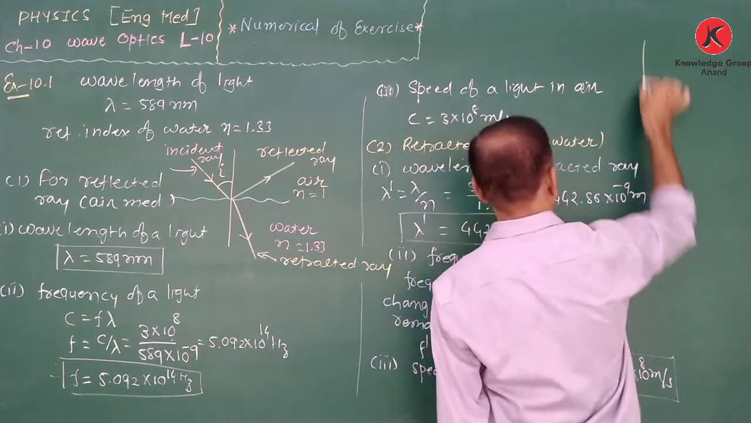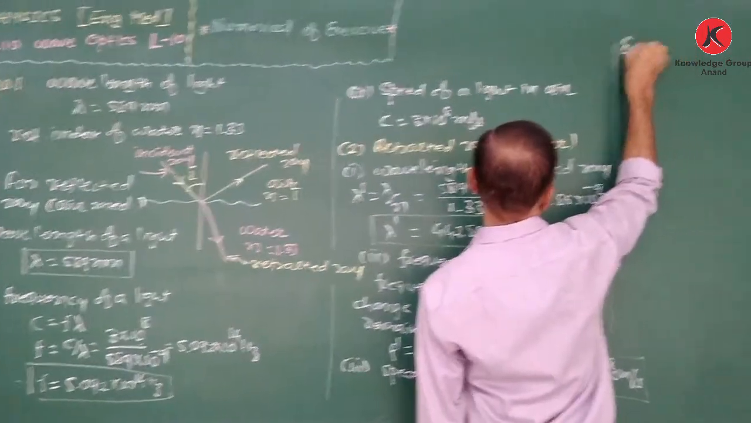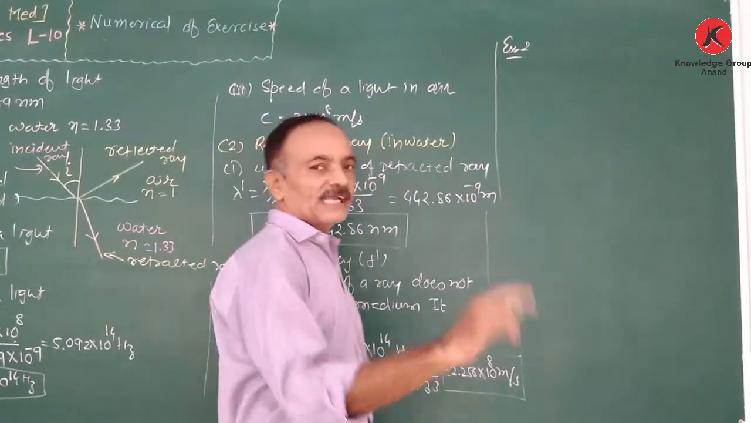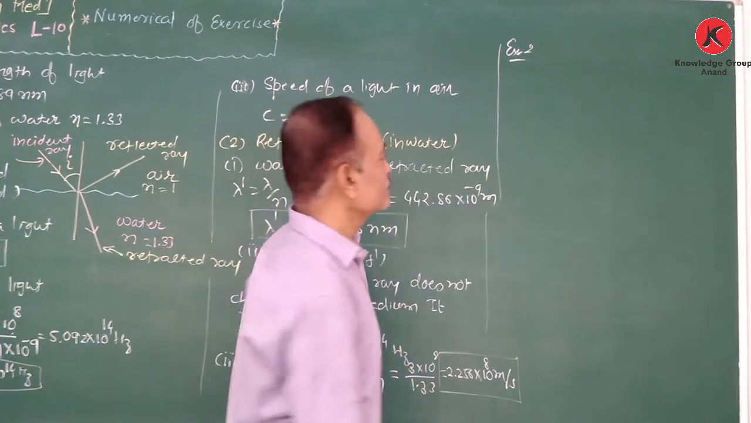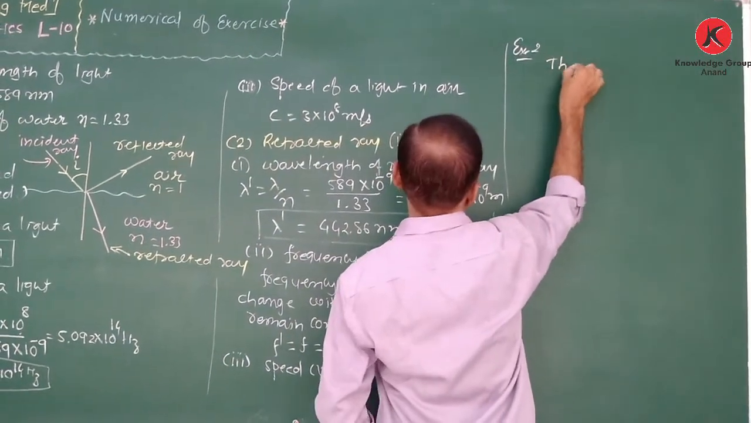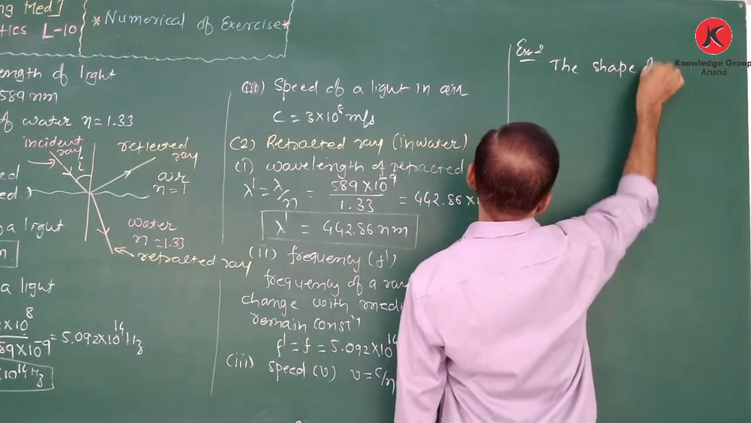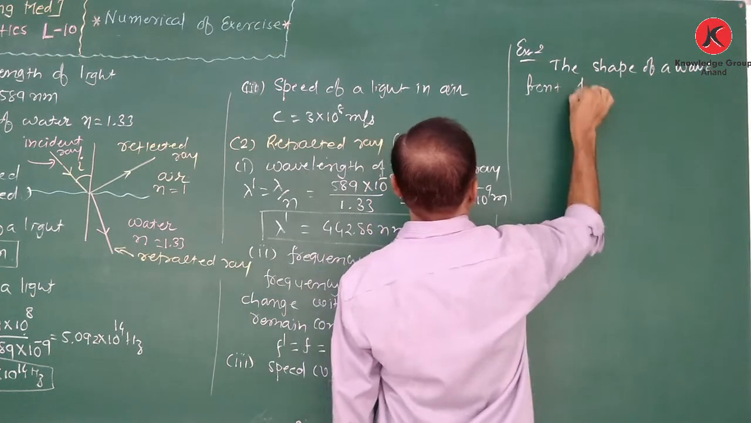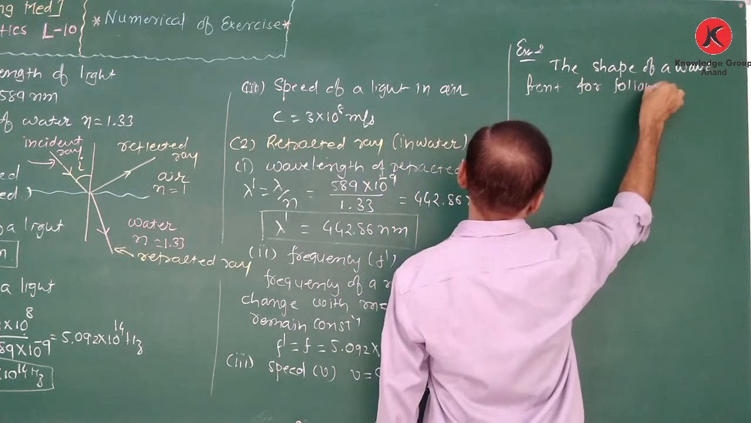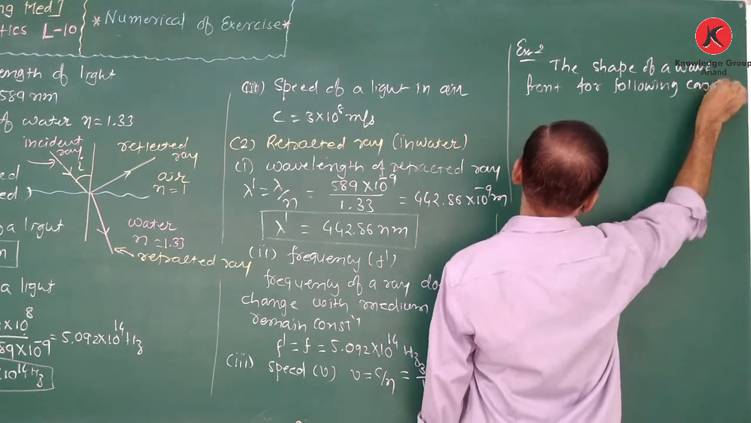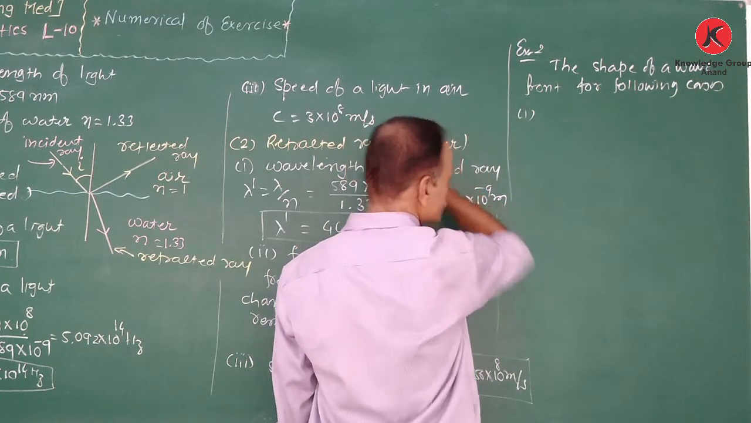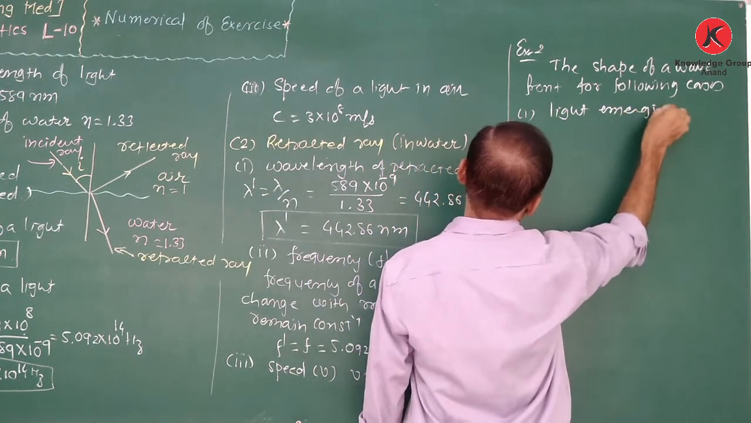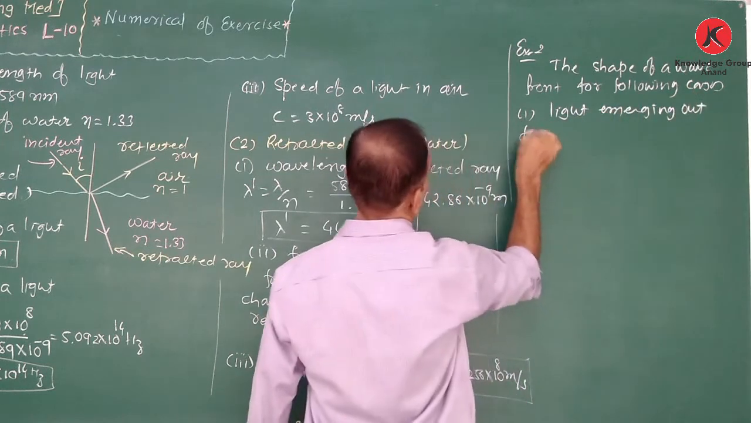Now the second numerical. What is the shape of a wavefront if the light is emitted from a point-like source? The shape of the wavefront for the following cases. First, light emerges out from a point source.